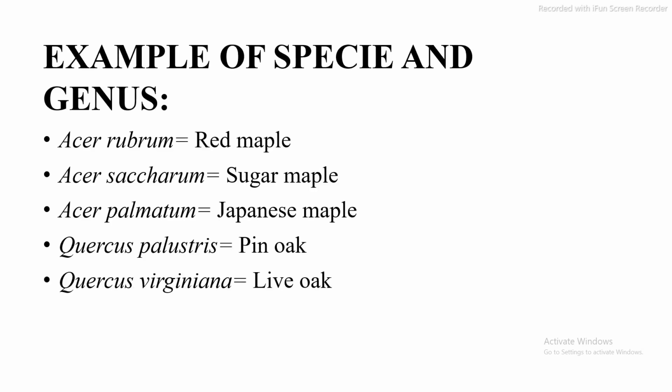Examples of the species and genus are as follows. This is Acer rubrum, red maple, Acer saccharum, sugar maple, Acer palmatum, Japanese maple, Quercus palustris, pin oak, Quercus virginiana, live oak.